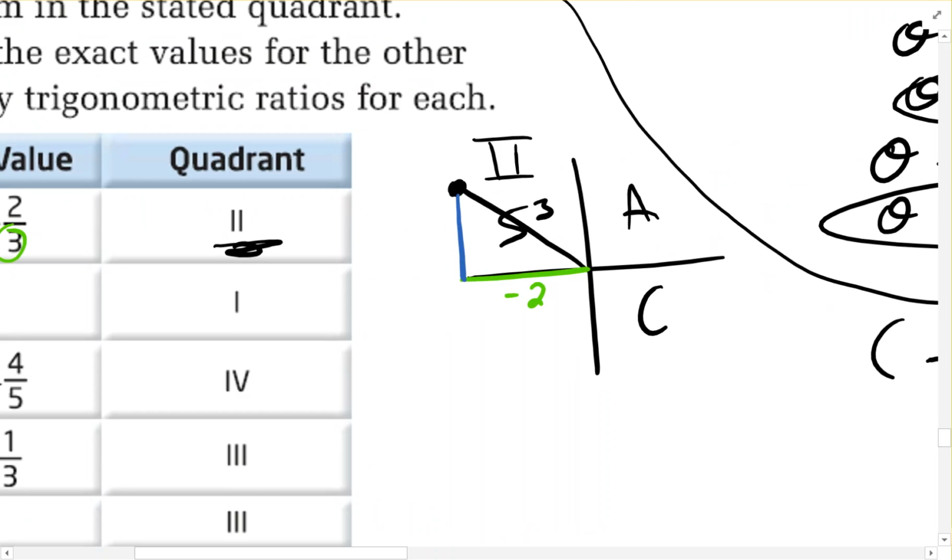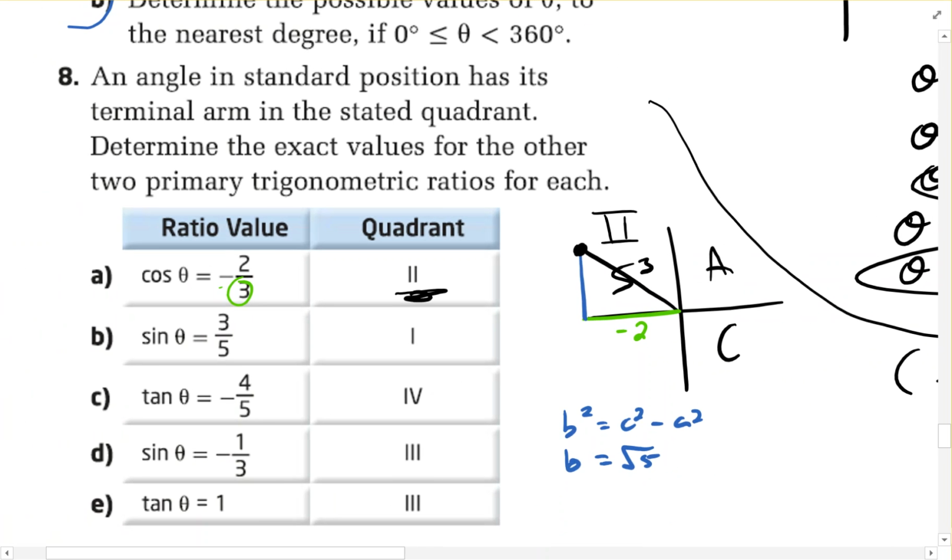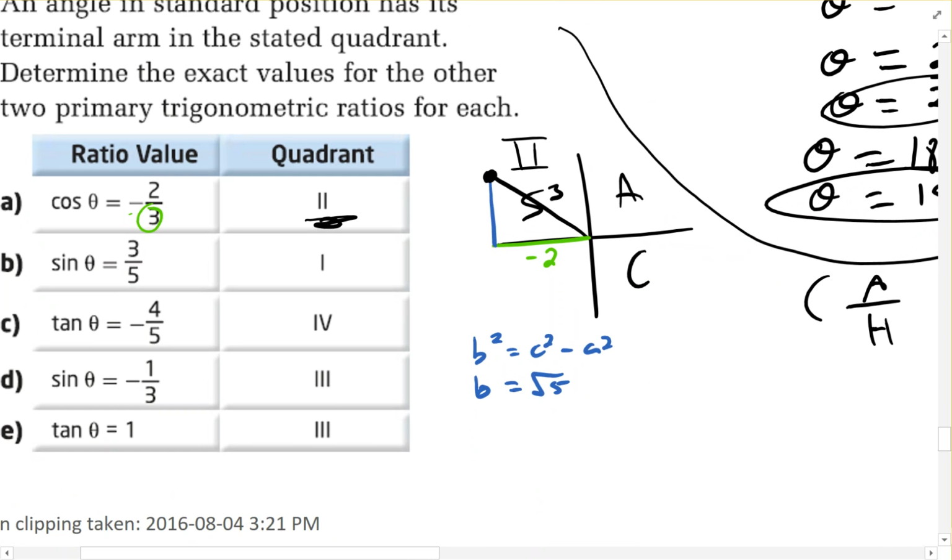So what I need to do now is figure out what the blue part is here, what the opposite side is. So let's say b squared is equal to c squared minus a squared. So b is going to be square root of 5. And don't put it as decimal form because it says exact values. If you put it as decimal form, that's an irrational number. That's not going to be exact, right? You'd have to write an infinite amount of decimals to be exact. So anyway, b is going to be positive square root of 5.